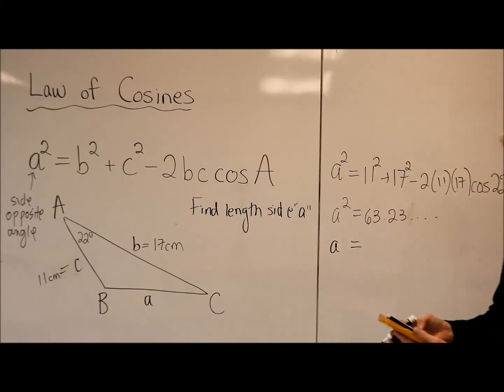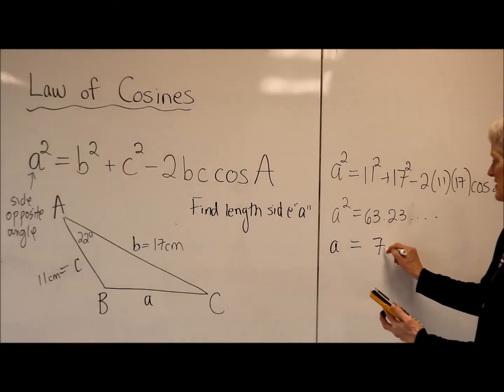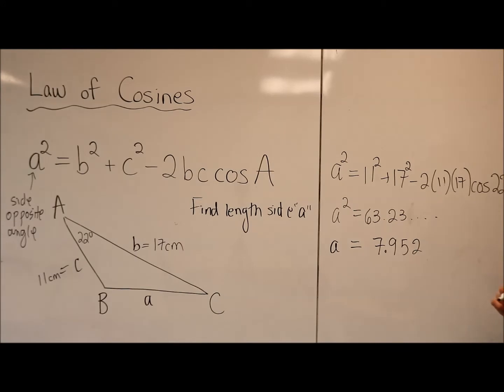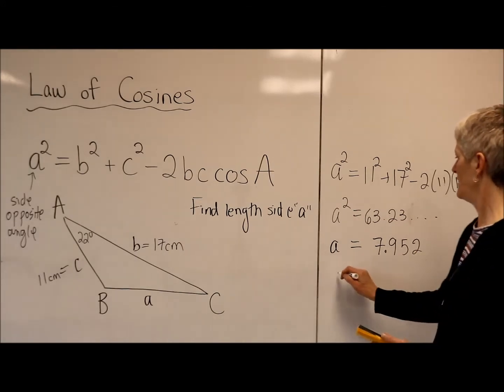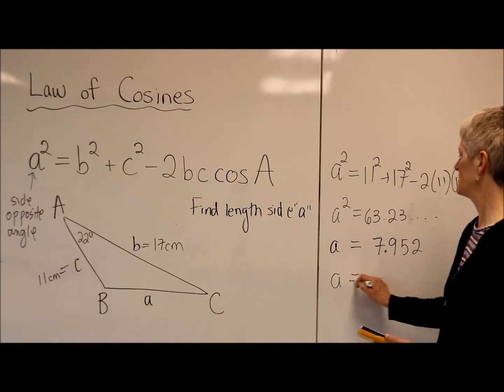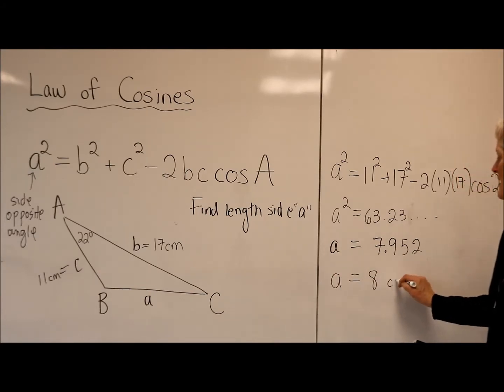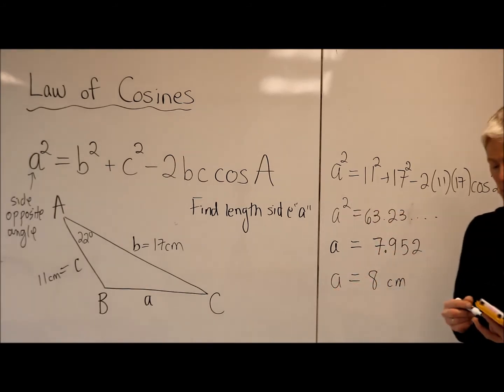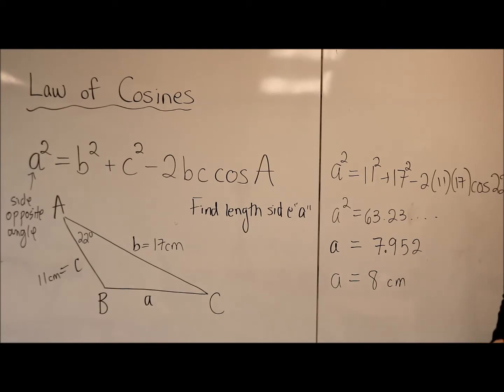I don't have to worry about the negative square root because this is a side. And let's round to the nearest whole number since I started with whole numbers. So A is about 8 centimeters. Okay? Plug and chug. That wasn't that bad, right?